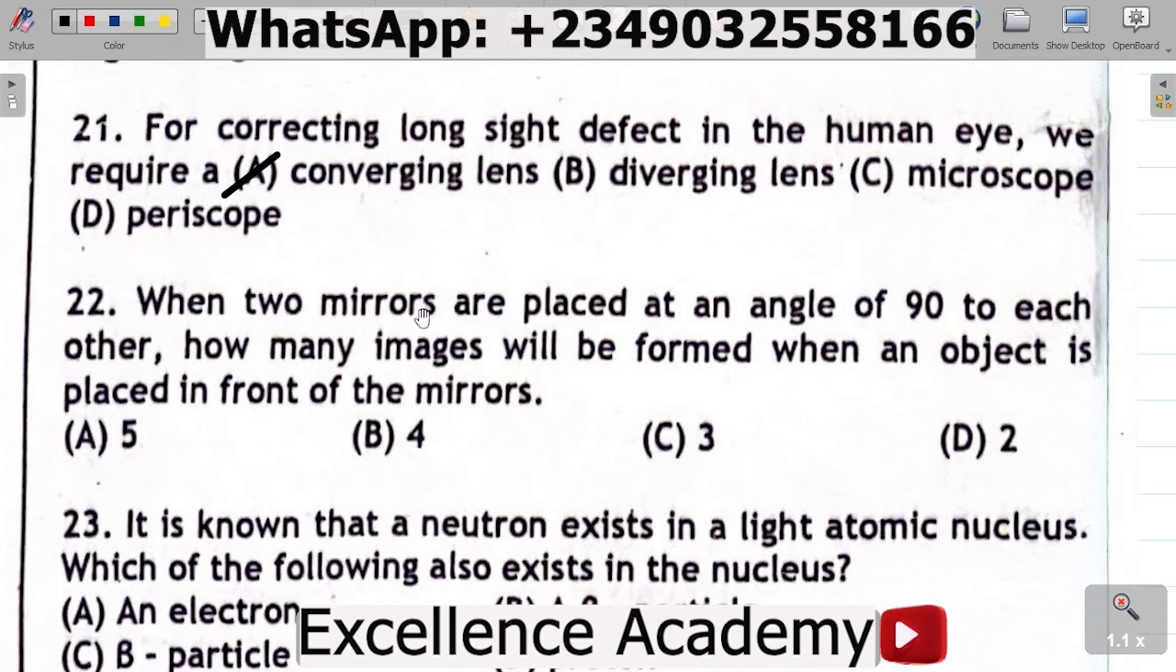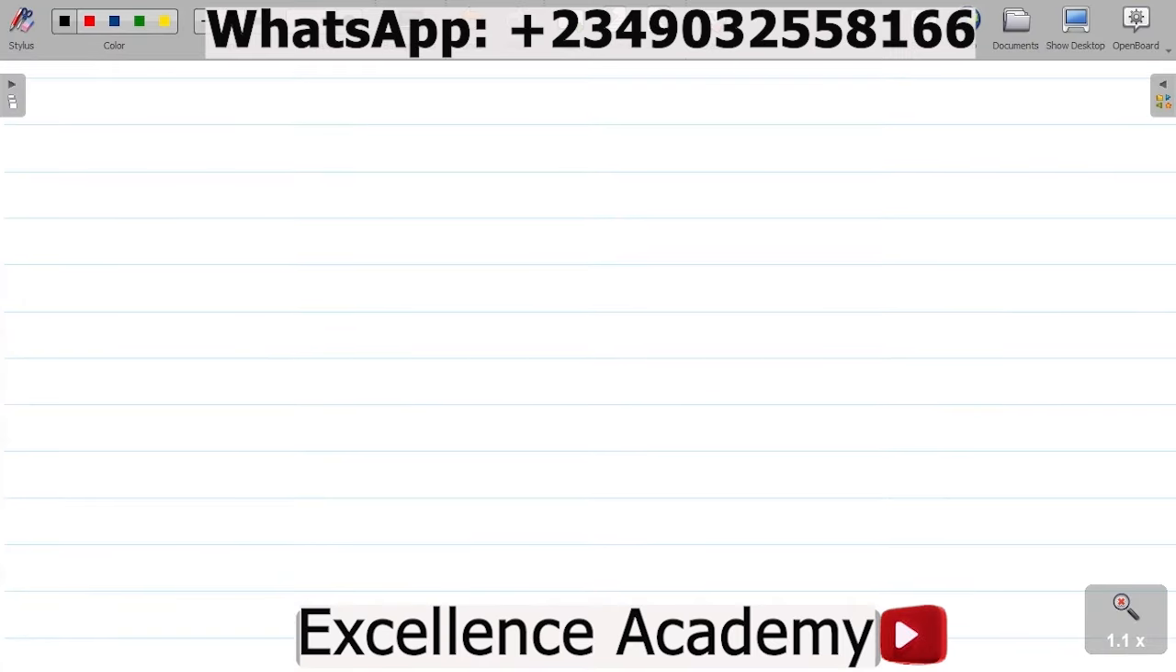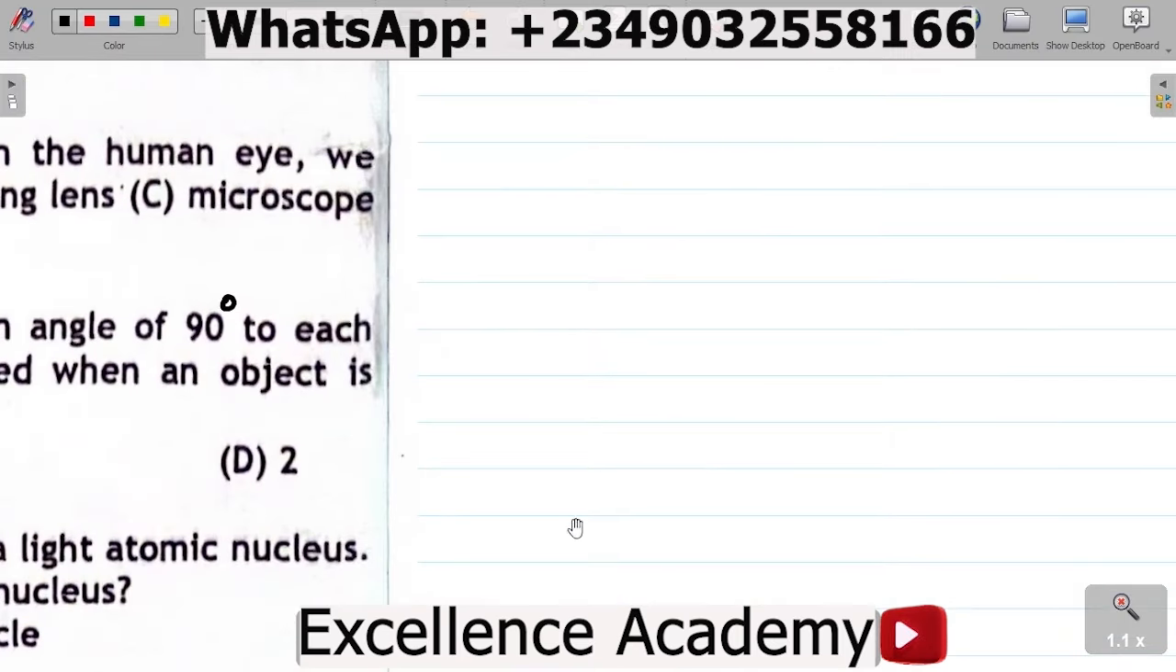Question 22, when two mirrors are placed at an angle of 90 degrees to each other, how many images will be formed when an object is placed in front of the mirrors? So how do we solve this question? The options there: A, 5, B, 4, C, 3, D, 2. Now to solve this question here, you need to know the formula.